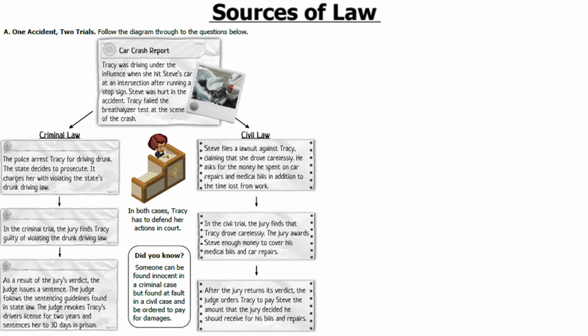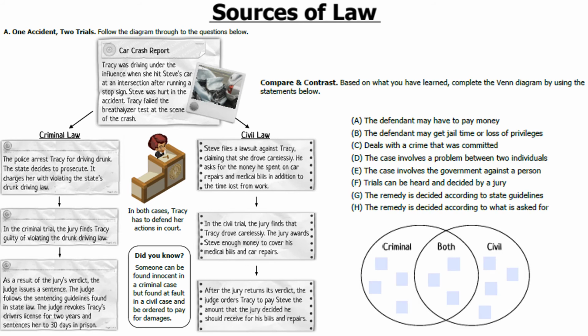And did you know someone can be found innocent in a criminal case, but found at fault in a civil case and be ordered to pay for damages? So what do we have to do with this? Let's compare and contrast. Based on what you have learned, complete the Venn diagram using the statements below. So let's start with A.